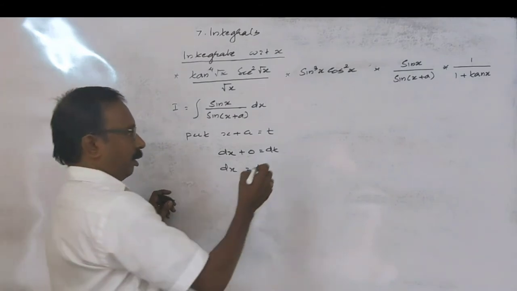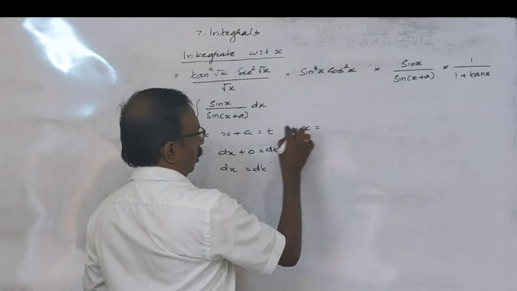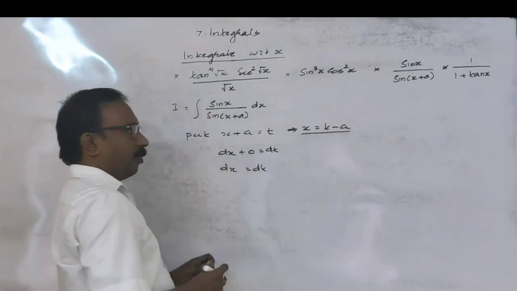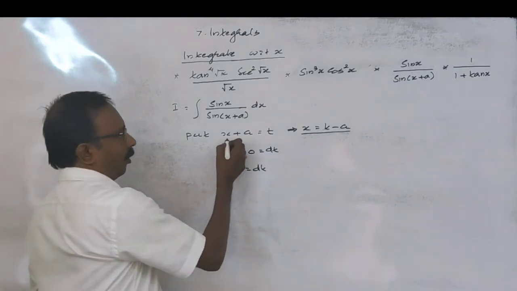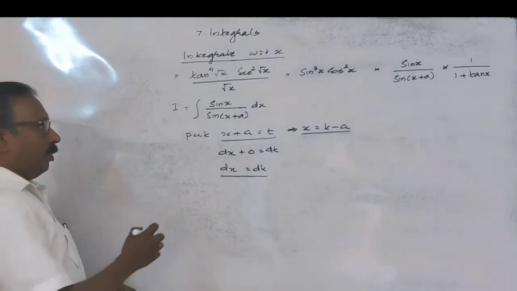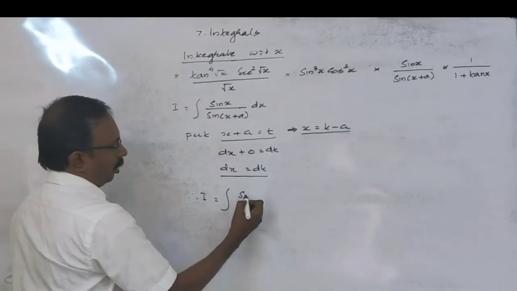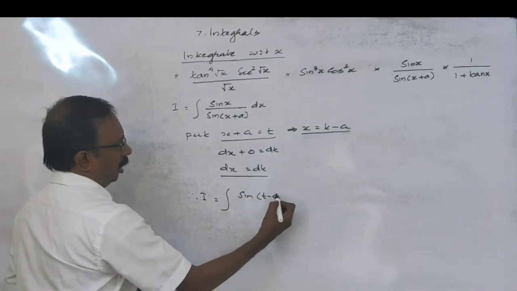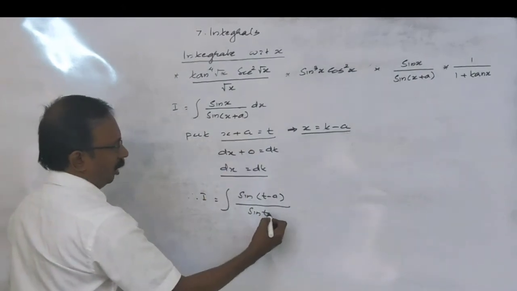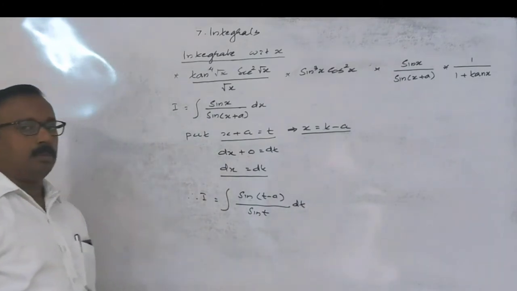And x is equal to t minus a. From these substitutions, x is equal to t minus a, x plus a is equal to t, and dx is equal to dt. Therefore, I is equal to the integral of sin of (t minus a) divided by sin t, into dt.